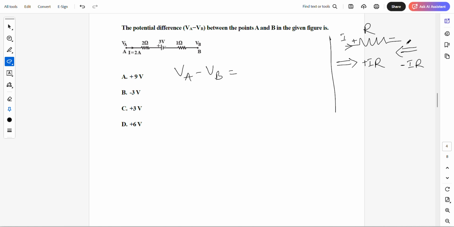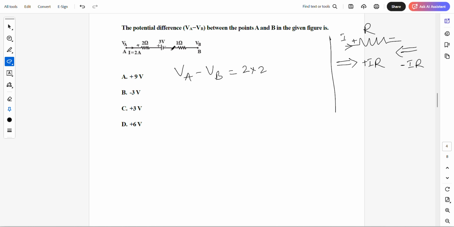If I move like this from the right side, minus IR, and on the left side, plus IR. Okay, VA minus VB, let's start. So current is entering here, this will be plus. Okay, 2 into 2, what is the drop here? I into R, that is 2 into 2.